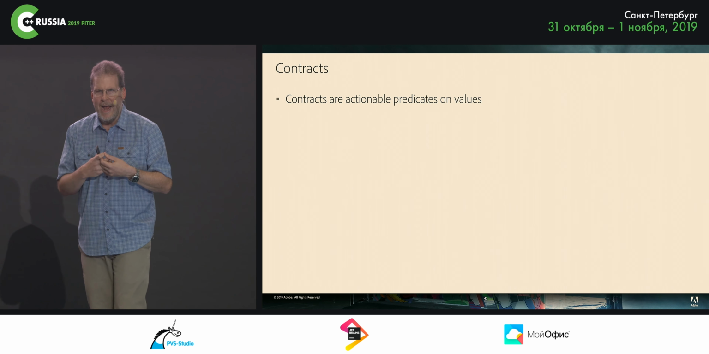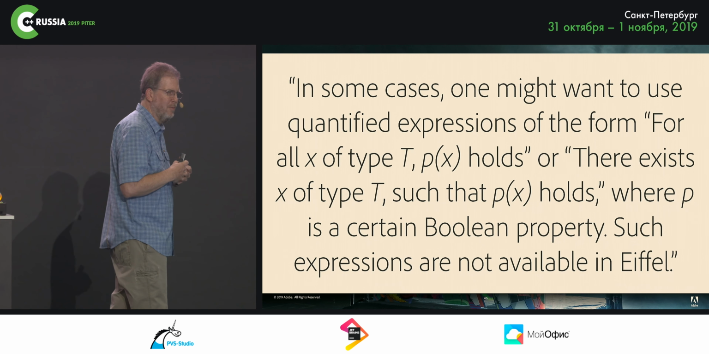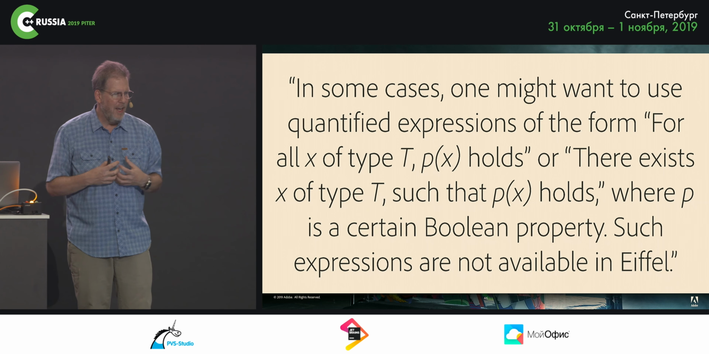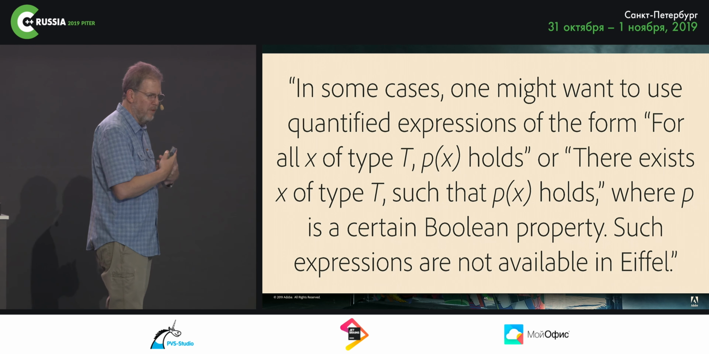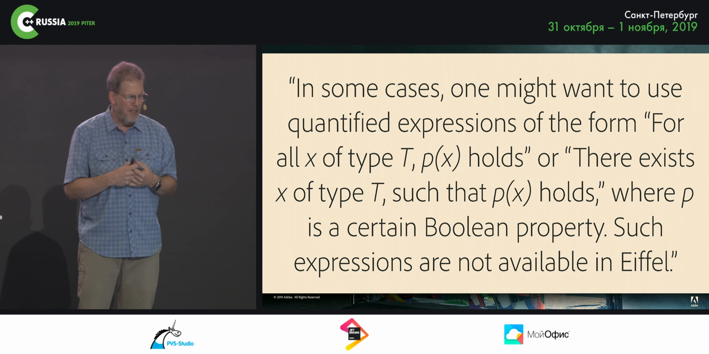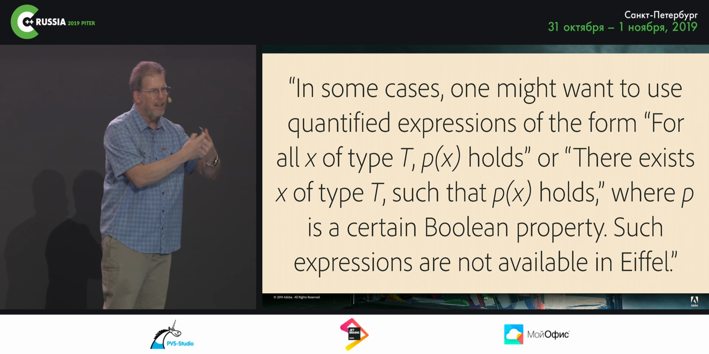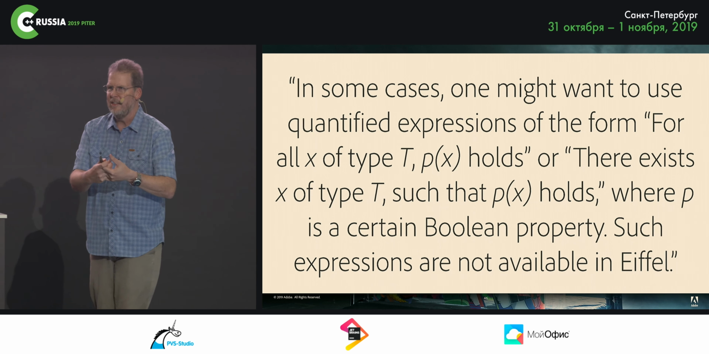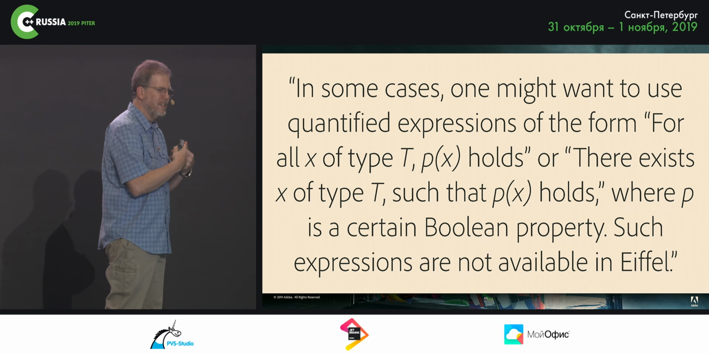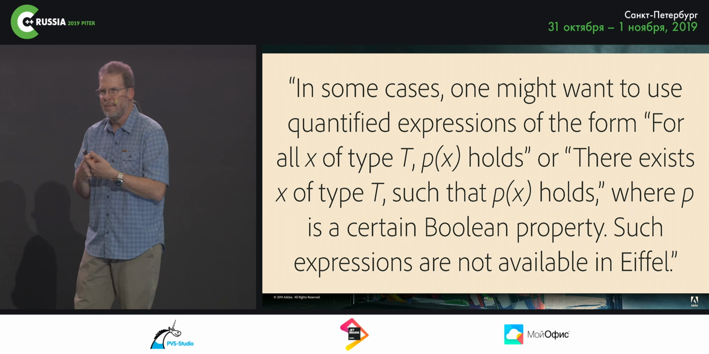So contracts are actionable predicates that we can check on values, which means they run into some of the same problem with concepts, right? This is a quote from that original paper from Bertrand Meyer. In some cases, one might want to use quantified expressions of the form for all x of type t, p(x) holds, or there exists x of type t such that p(x) holds, where p is a certain Boolean property. Such expressions are not available in Eiffel. Right? So contracts is dealing with values and things that are very concrete, and it runs into this limitation where concepts ran into the same limitation and sidestepped this in a different way. Instead of saying we're going to deal with the values and check them up front, it said we're going to deal with the operations and let you as a developer prove that your operation satisfies this constraint.